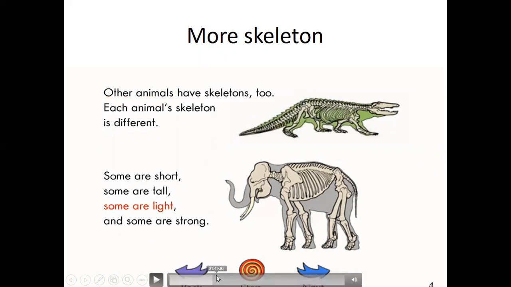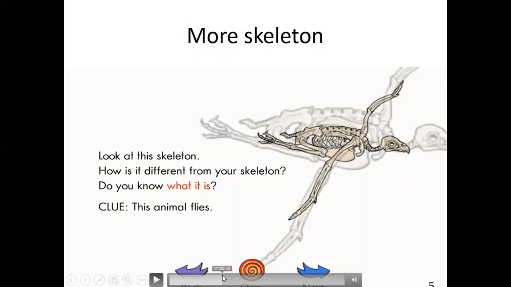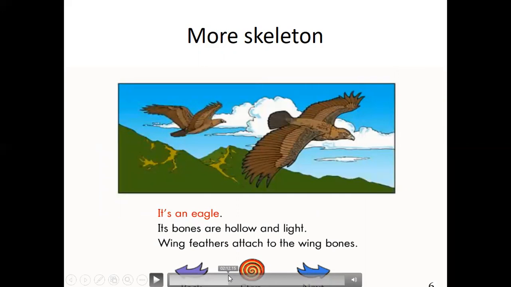Okay, look at this skeleton. How is it different from your skeleton? It is different from our skeleton in that it does not have legs like ours, and its arms are extended in the form of feathers. And do you know what it is? The clue is that this animal flies. Just think. Okay, I think you can recognize it, yes, it's an eagle.